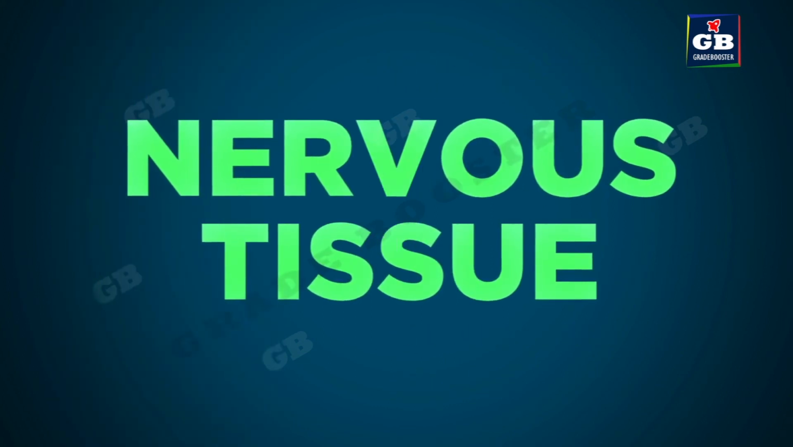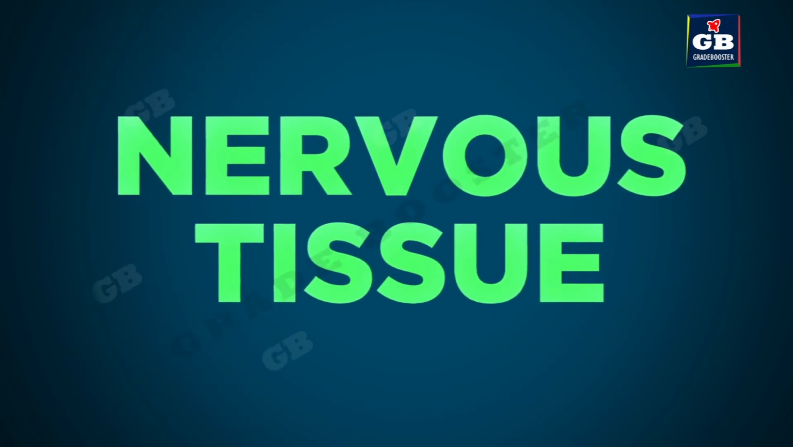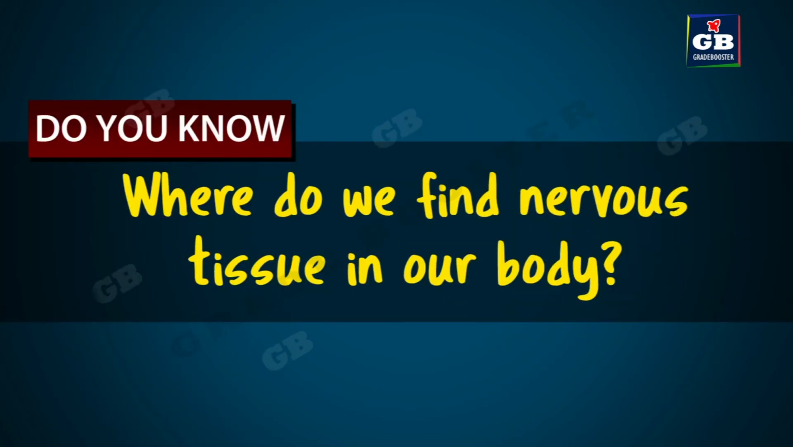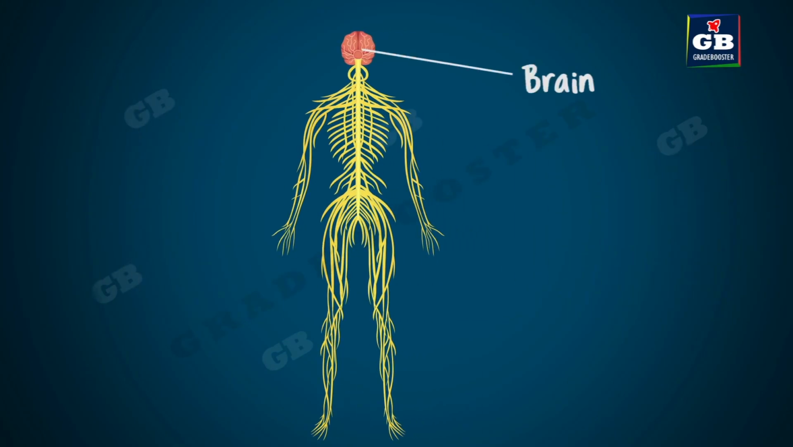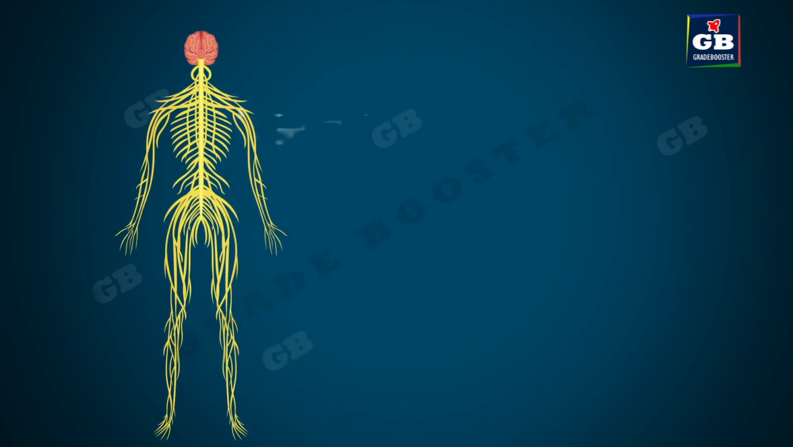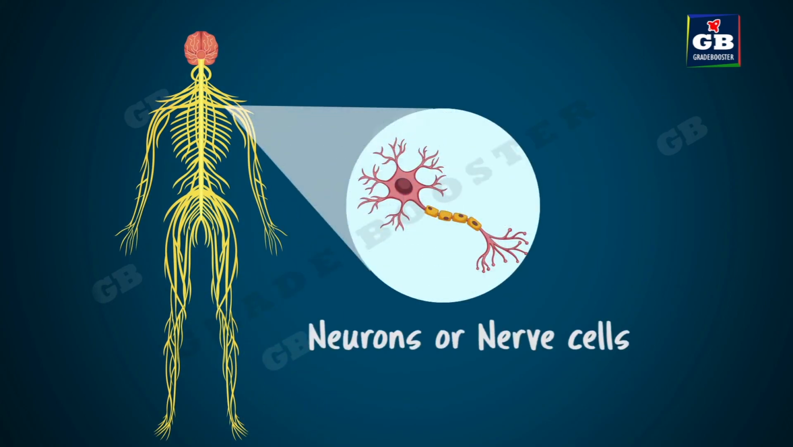Nervous tissue. Now, let us learn about nervous tissue. Where do we find nervous tissue in our body? Nervous tissue is found in organs like the brain, spinal cord, and nerves. The cells of the nervous tissue are called neurons or nerve cells.